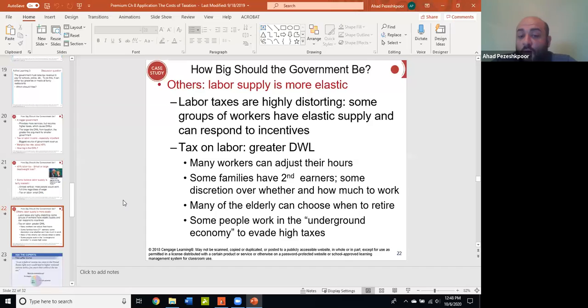Some people work in the underground economy to avoid high taxes. That's also something that could happen. Like, for example, in Iran, in construction work, if you hire Iranians, they have to pay taxes, you have to have your paperwork.